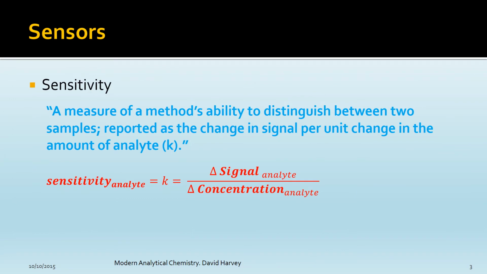Few important parameters related to sensors are sensitivity, a measure of a method's ability to distinguish between two samples, reported as the change in signal per unit change in the amount of analyte. Sensitivity of analyte is equal to K, the proportionality constant, which is equal to the change in signal of the analyte over the change in concentration of the analyte.